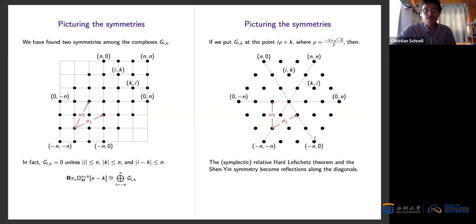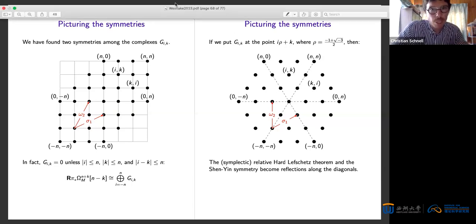And so altogether, I actually get three reflections, right? Because if I can reflect in this diagonal, and I can reflect in this diagonal, then of course I can compose these and I can also reflect in the other diagonal. And the reflection in the other diagonal is exactly the one that swaps i and k. So this reflection here is the explanation for the Shen-Yin symmetry. It's just reflection in the third diagonal, right?